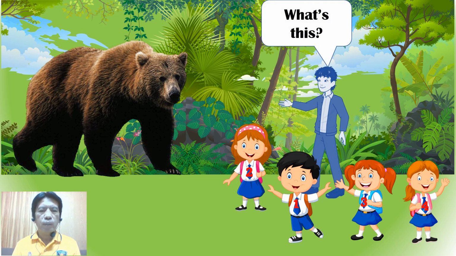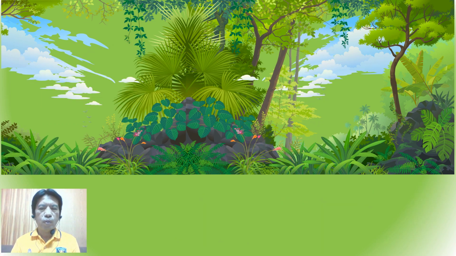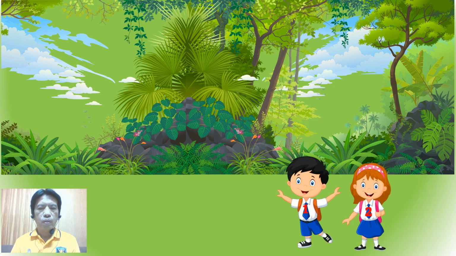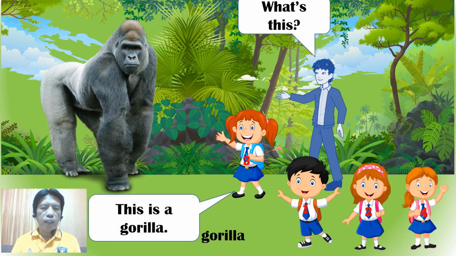What's this? Bear. This is a bear. Again, this is a bear. Now it's your turn. What's this? Very good. What's this? Gorilla. This is a gorilla. Again, this is a gorilla. It's your turn. What's this? Very good.